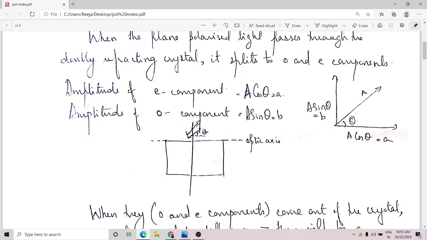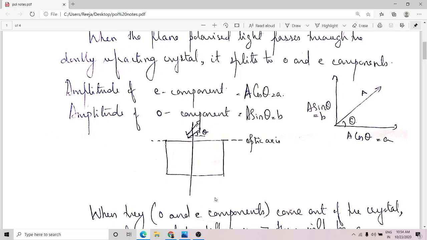The vibrations of the plane polarized light must be inclined at an angle of 45 degree with the optic axis of the crystal, and such a plane polarized beam must be incident normally in a direction perpendicular to the optic axis with vibrations inclined at an angle of 45 degree on a quarter wave plate. It must be inclined on a quarter wave plate. Then the emergent beam will be circularly polarized.